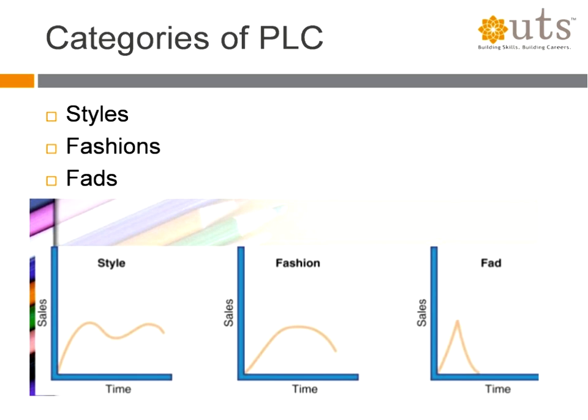Now, what are the categories of PLCs? We see that there are three categories. First is style, second is fashion, and third is fad. As you can see in the diagram, these three trends depend upon time. If we see the style, then it lasts for a longer time. It may decline, and then it can again gain the market. So this kind of pattern of PLC is known as a style. Second is fashion. Fashion can remain for a longer time, but it can't remain as long as it does in the style. Third is the fad.